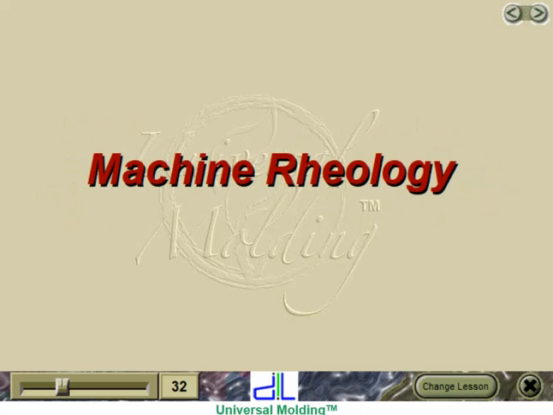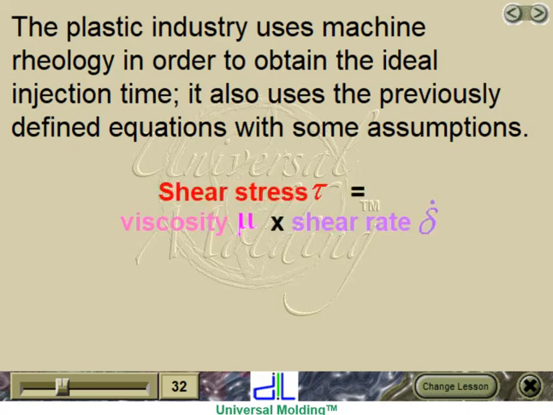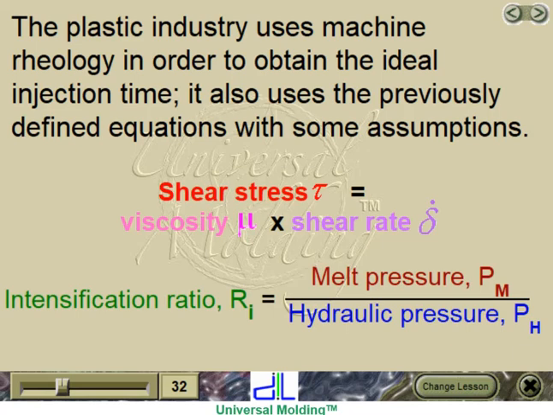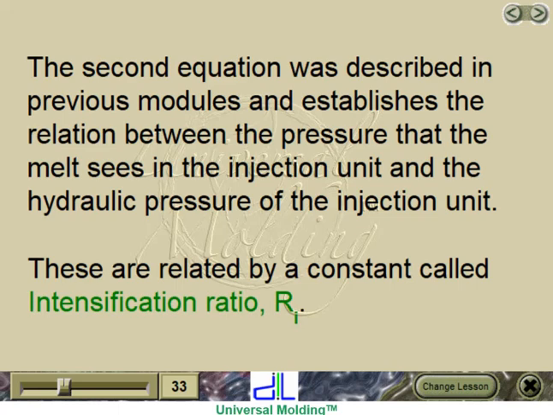Machine rheology. The plastic industry uses machine rheology in order to obtain the ideal injection time. It also uses the previously defined equations with some assumptions. Shear stress is equal to viscosity times shear rate. Intensification ratio equals melt pressure divided by hydraulic pressure. The second equation was described in previous modules and establishes the relation between the pressure that the melt sees in the injection unit and the hydraulic pressure of the injection unit. These are related by a constant called intensification ratio, R sub I.